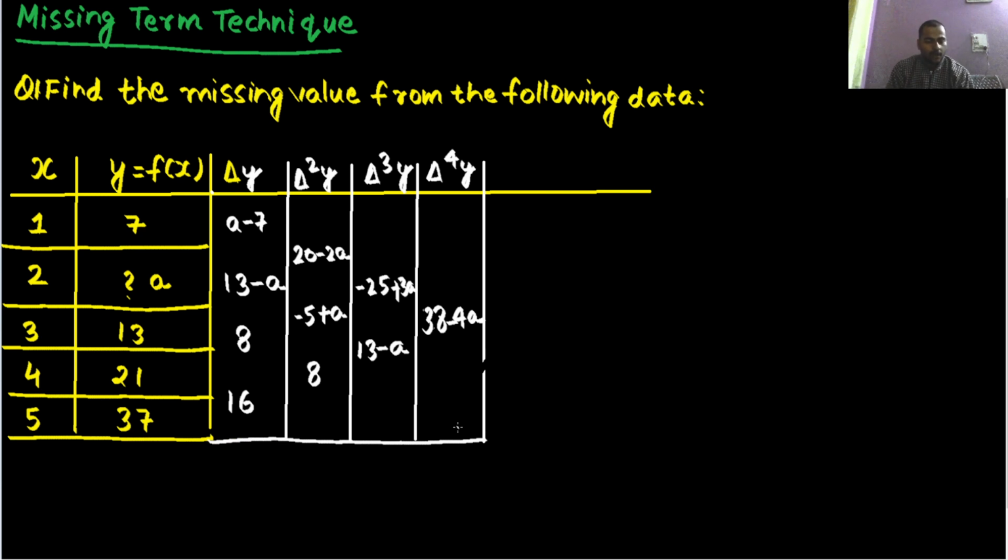How many non values are there? 1, 2, 3, 4. So whatever the number of the non values, that order of the finite difference needs to be equated to 0. So because we have 4 non values, del power 4 y will equate to 0, that is this value only. Had there been 5 non values, then we would need to find del power 5 y.